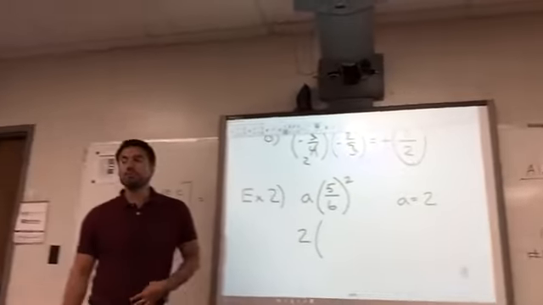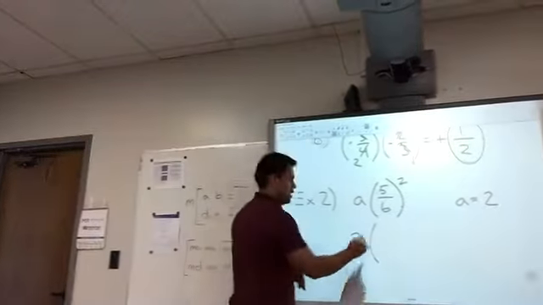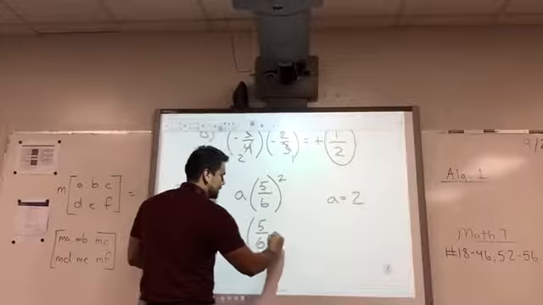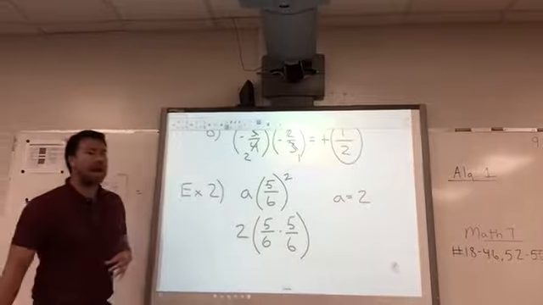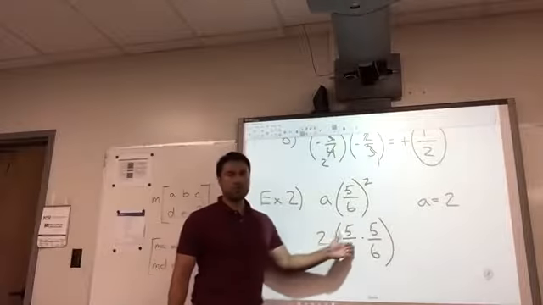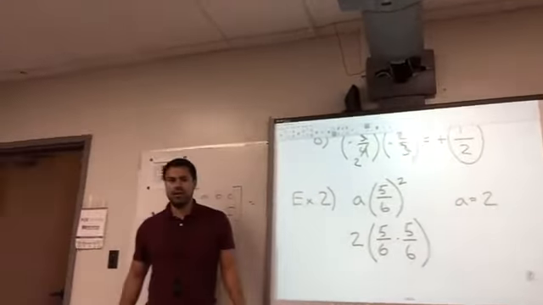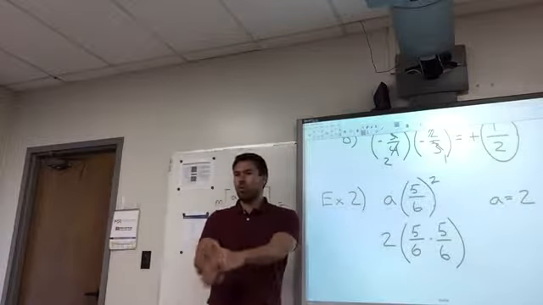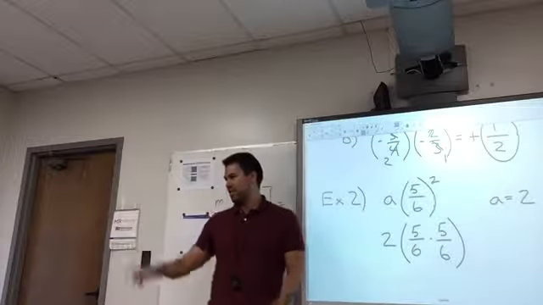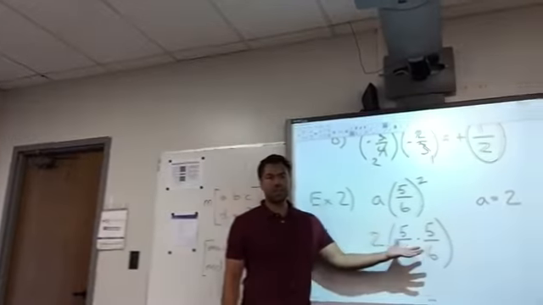What does that mean with multiplication? Yes, sir? 5/6 times 5/6. That's what it means with multiplication. In fact, how many numbers are being multiplied here? 3. What property says I could do it in any order? Commutative property. So you can apply the commutative property here.